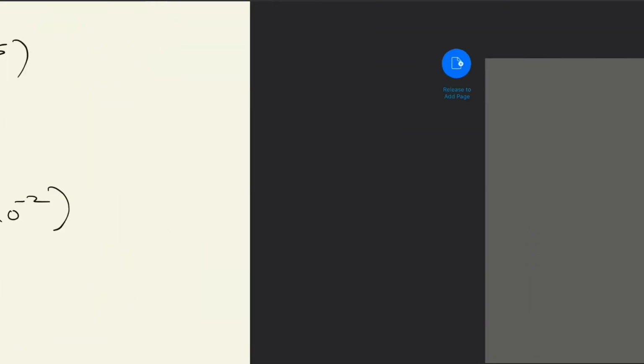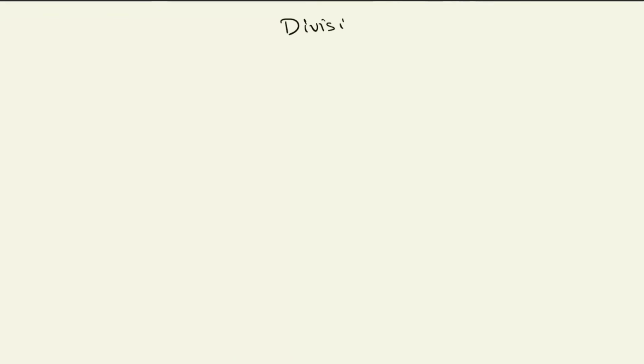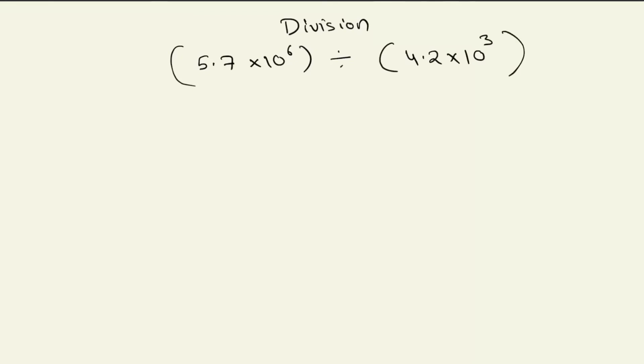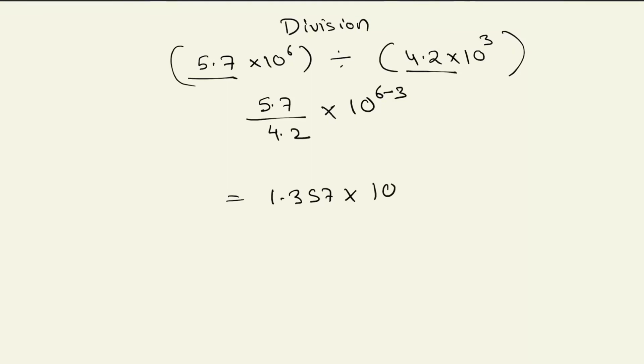Now let's suppose if we have to do division using these exponential numbers, then how we are going to do it. 5.7 into 10 to the power 6, divided by 4.2 into 10 to the power 3. In this case again, first of all we will divide one integer value with another integer value, 5.7 divided by 4.2, and for the exponential numbers, previously in multiplication we were adding the powers, but here we will do the opposite, we will subtract the powers, that is 6 minus 3. So the answer will be 1.357 into 10 to the power 6 minus 3, which is 3. So this is how we are doing these operations of multiplication and division on the exponential numbers.